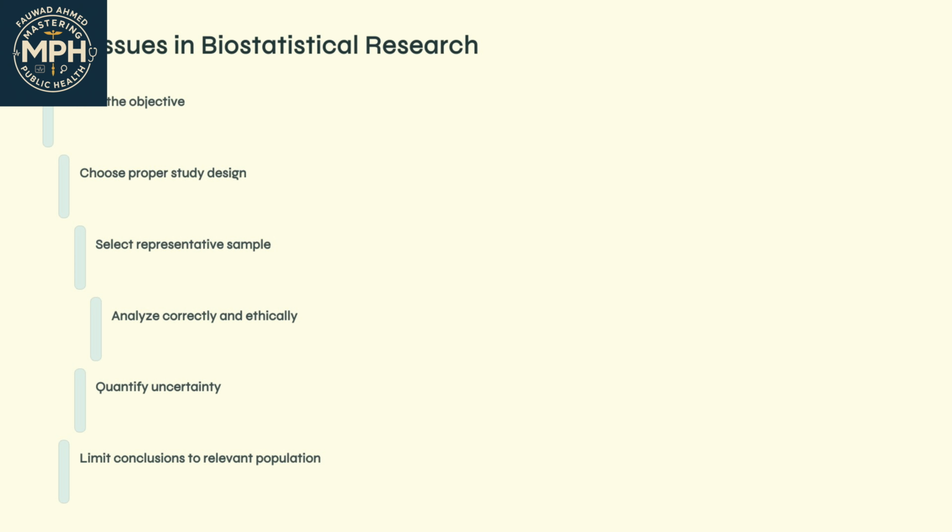Third is, what are the issues in biostatistical research? Using biostatistics responsibly means addressing several key issues. These include clearly defining the research question, choosing the correct study design, ensuring the sample is representative and large enough, using the right analytical tools, quantifying uncertainty accurately, avoiding overgeneralization. We must also be able to explain how variables relate to each other and apply findings only to the appropriate population. These are not just technical concerns, they are ethical responsibilities.